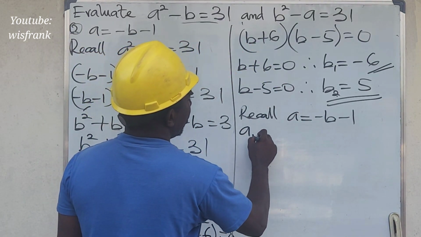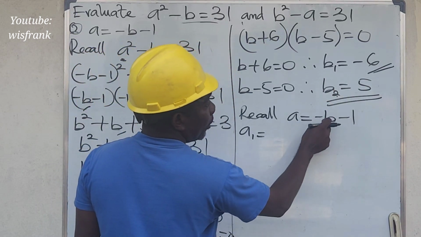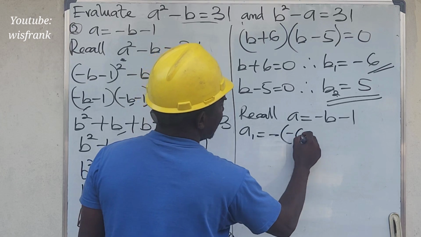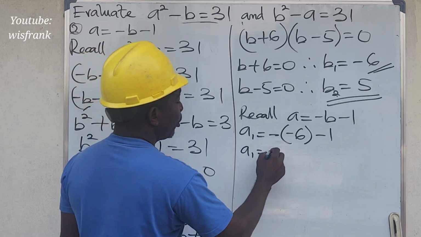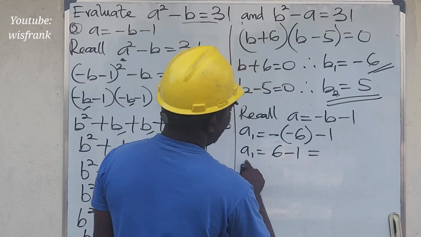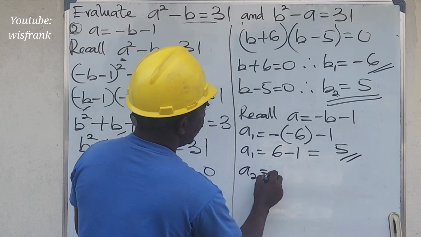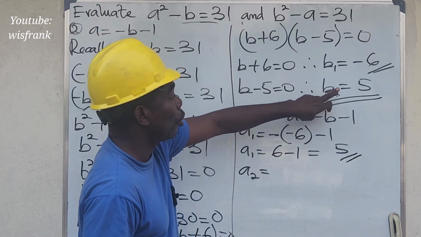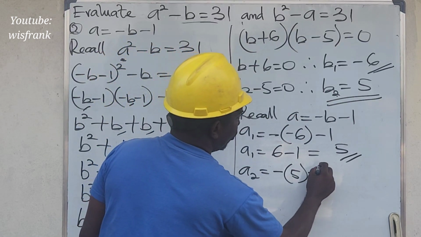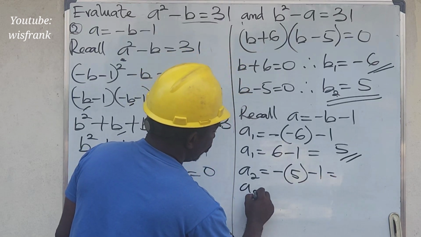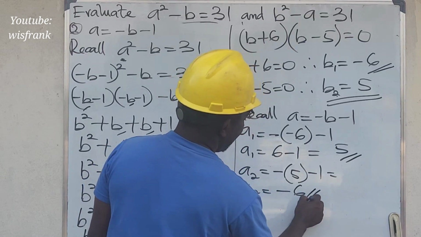Then for our a1, for the value of b1, we substitute into here. We have minus b, which is minus into minus 6. Then we have minus 1. Expanding this, we have a1 equals minus times minus 6 becomes 6, minus 1. Therefore, our value of a1 will become 5. That is for the value of a1. Then we have a2, substituting the value of b2, which is 5, into this equation. We have minus 5 minus 1, so a2 equals minus 6. So this is the value of a2.